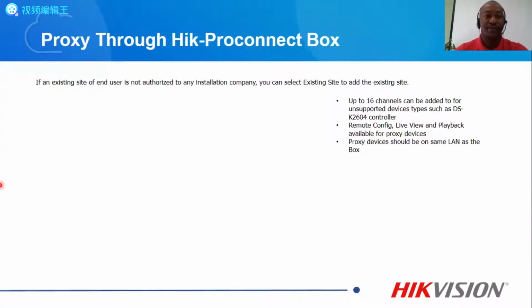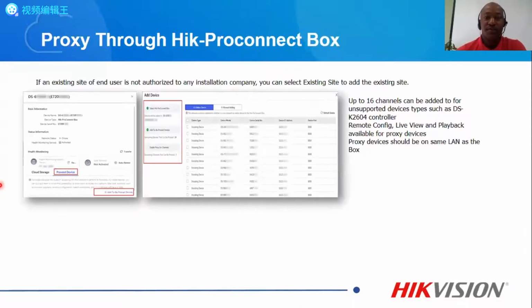We've also got the proxy function through the HikProConnect box. Remember, the HikProConnect box is used for cloud storage for our devices. Over and above cloud storage, this box can also be used as a proxy device. If you're using it as a proxy device, you can add up to 16 channels onto it.